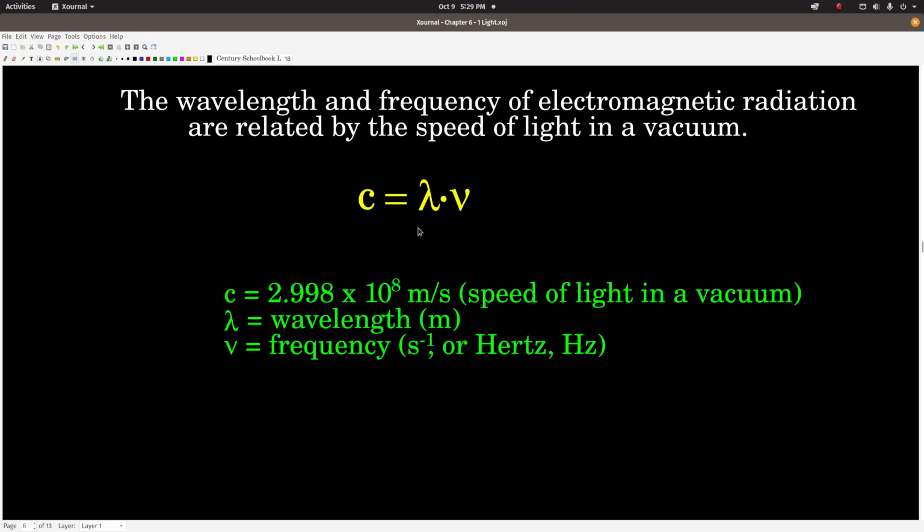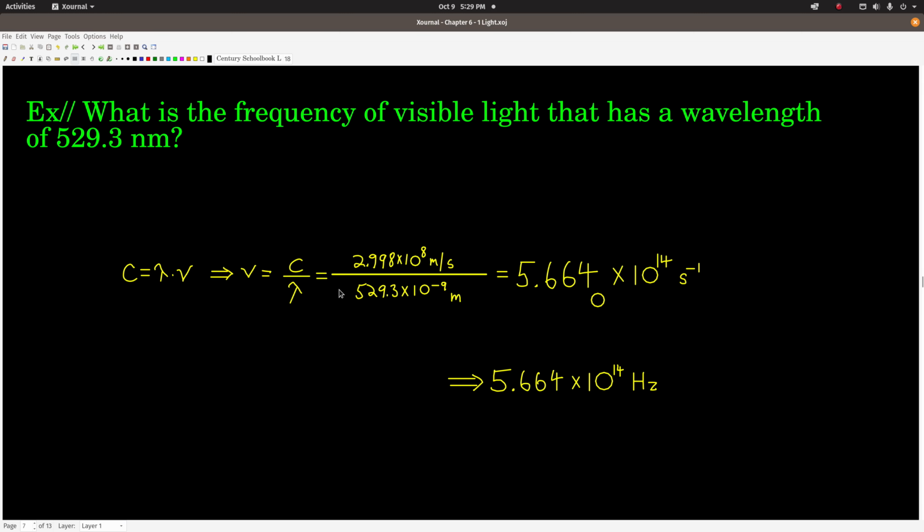And so you can see, because C is a constant, if lambda is big, then nu is going to be small. So if we have a long wavelength, we have a low frequency. Vice versa, if we have a short wavelength, we have a high frequency. So you should know this equation. An example of using it, pretty straightforward, is if we know that we have some visible light that has a wavelength of 529.3 nanometers. What's its frequency?